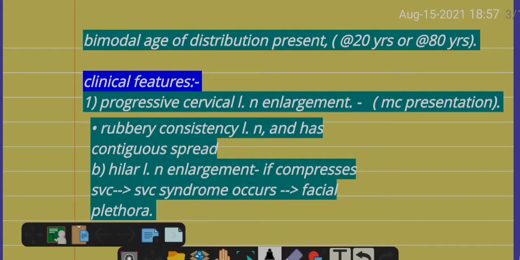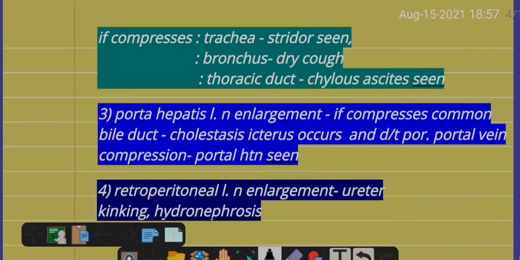Due to hilar lymph node enlargement, if it compresses the superior vena cava, superior vena cava syndrome can be seen, which is facial plethora, that is, facial vein congestion. Furthermore, if it compresses the trachea, stridor can be seen. Bronchus compression can lead to dry cough, and if it compresses the thoracic duct, chylocele can be seen. Chyle is lymph which contains digested fat, and it is transported via the thoracic duct. If the thoracic duct gets compressed, chyle will not be transported, and it will accumulate in the abdomen.